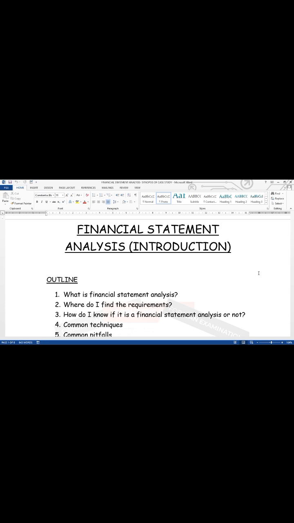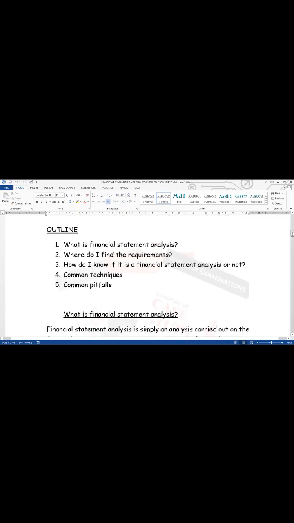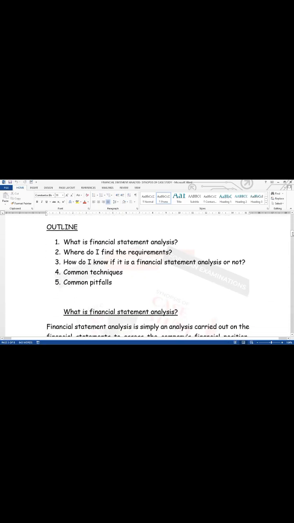So financial statement analysis. Today I'll be telling you what financial statement analysis is, where you find the requirements in your ICAN case study examination, and how you will know if it's a financial statement analysis or not, because there are some signs that you need to know. There are some things that you will see that will tell you, okay, this is what I'm supposed to do. Then the common techniques that we have and common pitfalls as well.